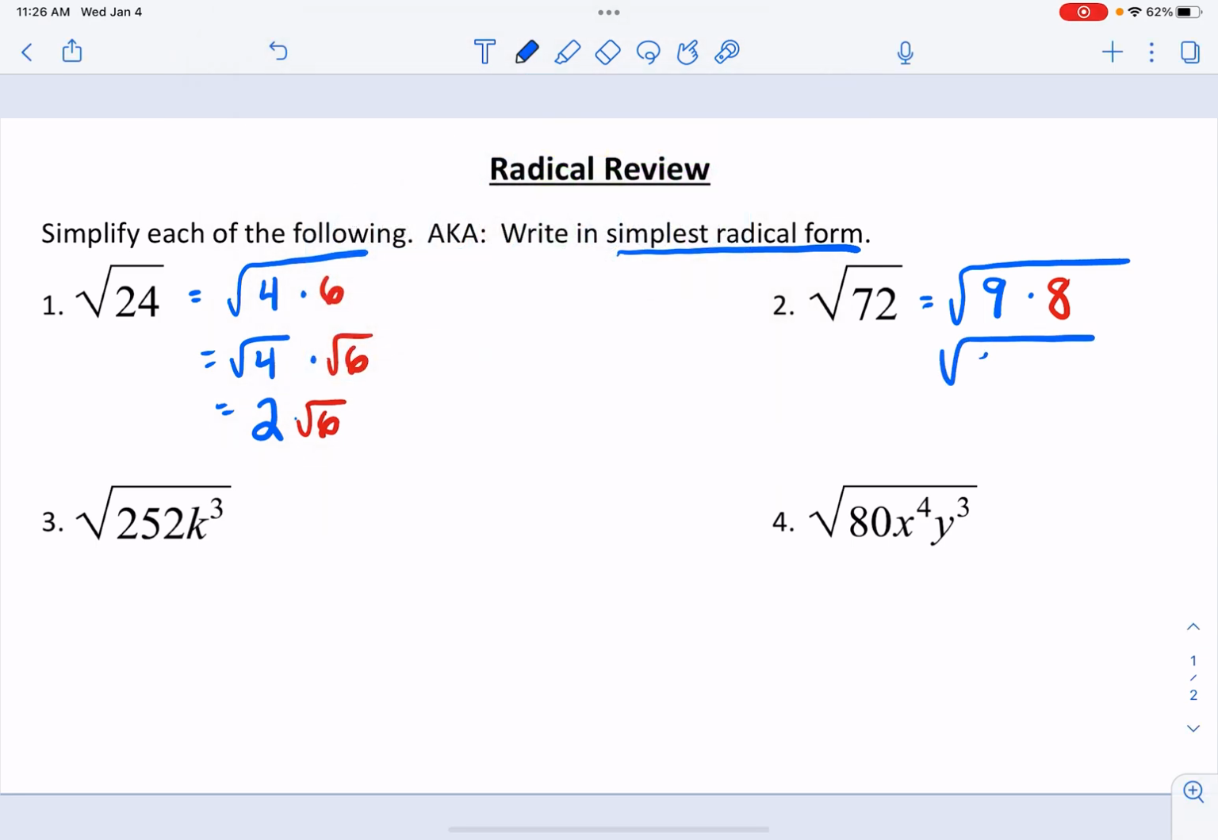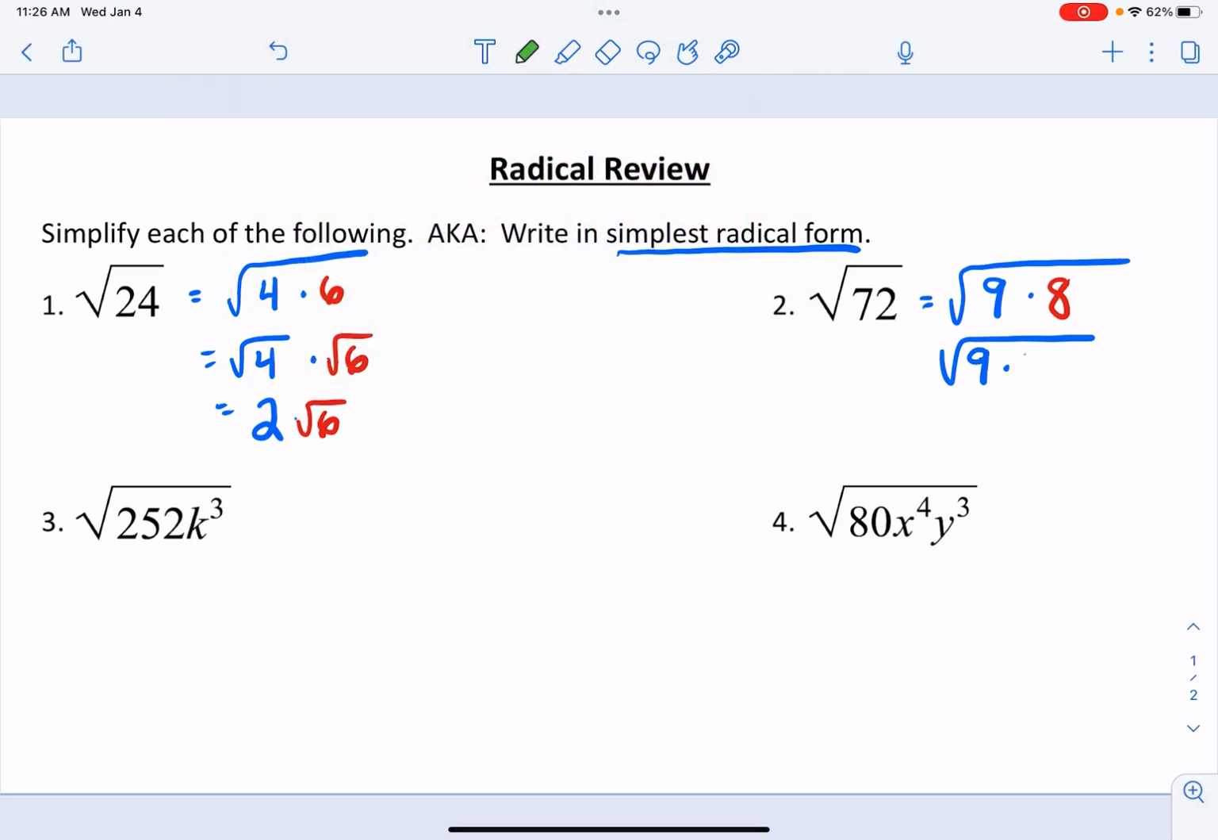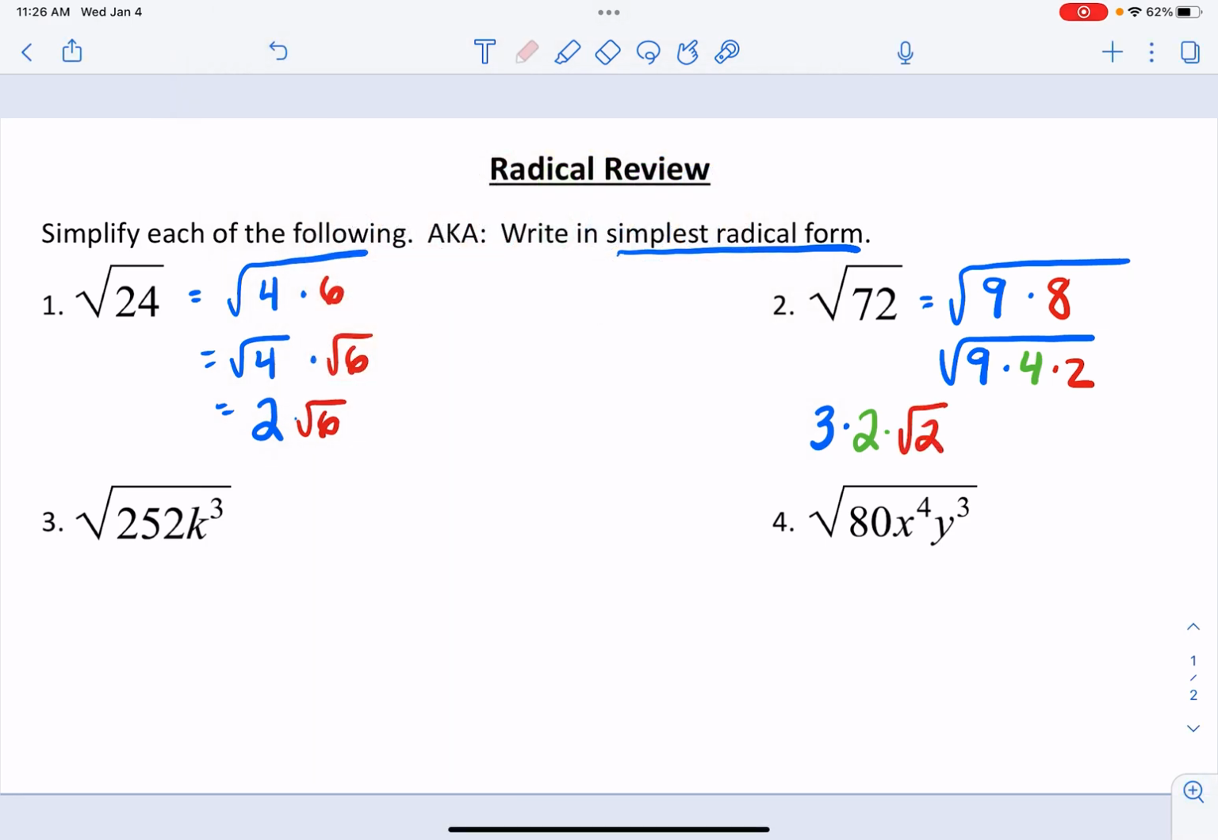So 8 can be broken down into 4 times 2. Now again, remember perfect squares can be broken out of that radical. So that 9 can get broken out of the radical and become a 3 outside the radical. The 4 can get broken out and become a 2. And then we're just left with a radical 2. Now this can all simplify into 6 root 2, because I multiply the 3 times the 2.